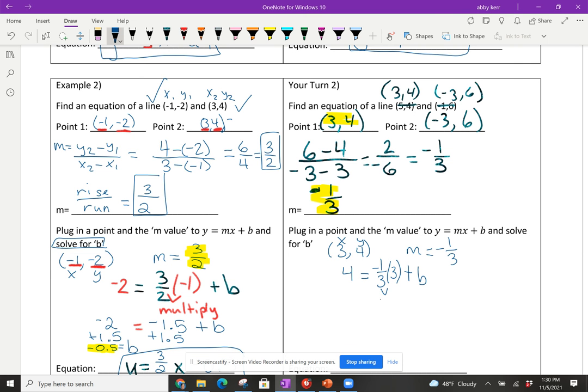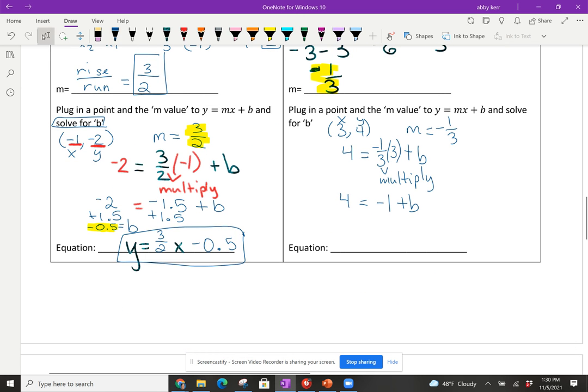And then I'm actually going to multiply these two numbers. I'm sorry, it's negative 1/3 times 3. Negative 1/3 times 3 is negative 1. Plus b, drop down the 4. It's a one-step equation. We're going to add 1 to both sides. Then b equals 5. Now it's just like a giant puzzle.